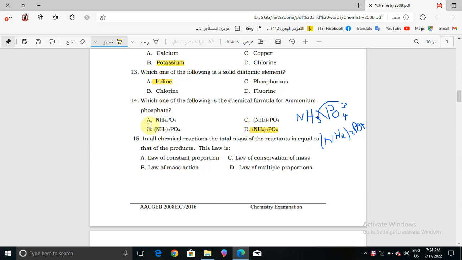Now question number 15. In all chemical reactions, the total mass of the reactants is equal to that of the products. This law is what? Law of constant proportion, law of mass action, law of conservation of mass, or law of multiple proportion? The correct answer here will be the law of conservation of mass. Why? Because it says in all chemical reactions, the total mass of the reactants is equal to that of the products. So that means it's the law of conservation of mass.